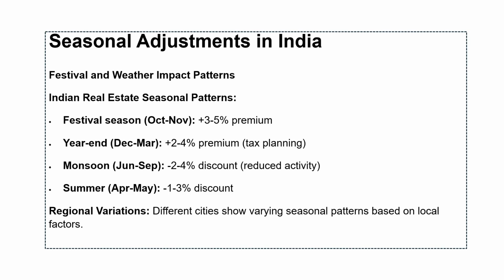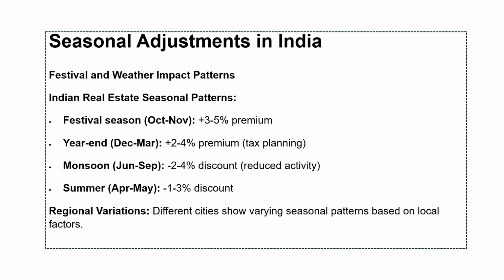Then we have seasonal adjustments in India. So festival and weather impact patterns: in festival seasons we will have a plus 3 to 5% premium. Year end, we might have a plus 2 to 4% premium. In monsoon, minus 2 to 4% discount because of the reduced activity. And in summer, there will be a minus 1 to 3% discount.